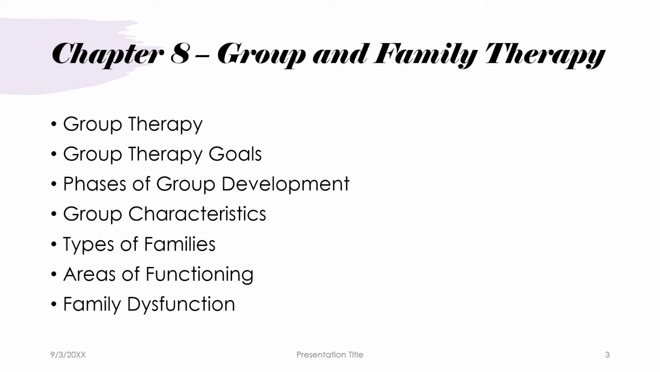For example, a group norm could be that members will raise their hand to be recognized by the leader before speaking. A hidden agenda. Some group members or the leader may have goals different from the stated group goals that can disrupt a group process. For example, 3 members might try to embarrass another member who they dislike. A subgroup is a small number of people within a larger group who will function separately from that group.